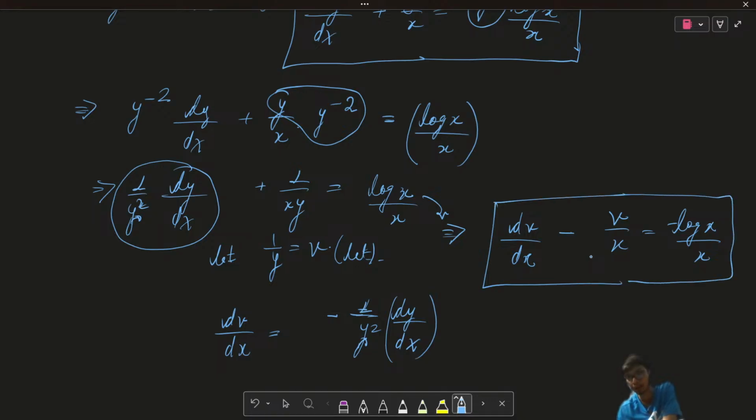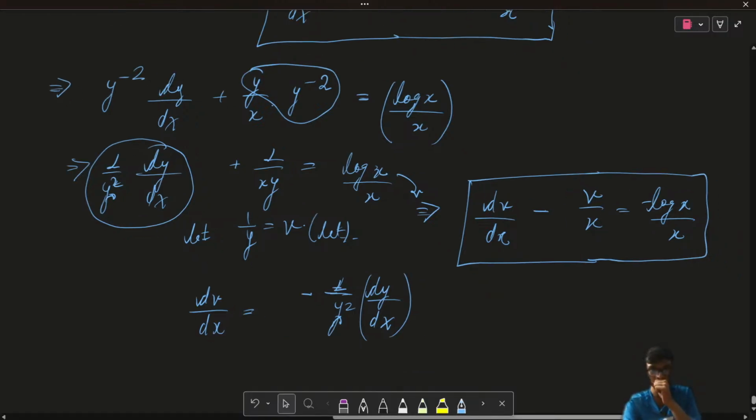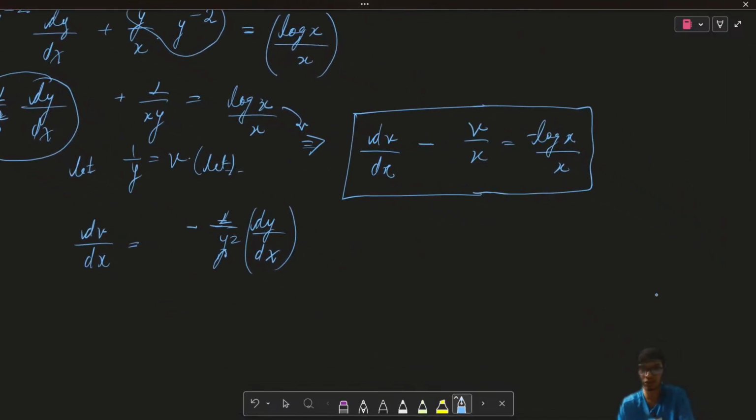Now from this particular part, the solution of the differential equation is much simpler. What we have to do is find the integrating factor, that is e to the power integration of minus 1/x dx, and that is going to be 1/x, right? I hope you can follow it from here.